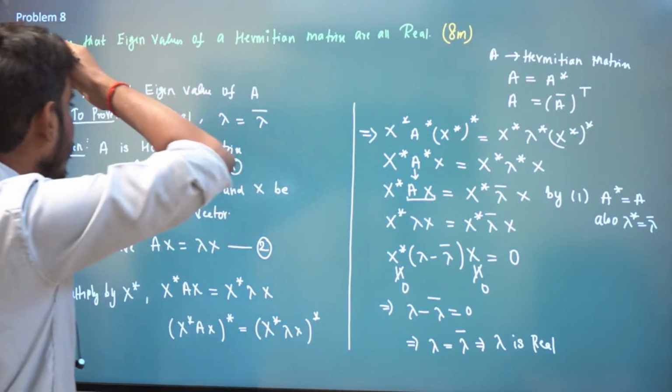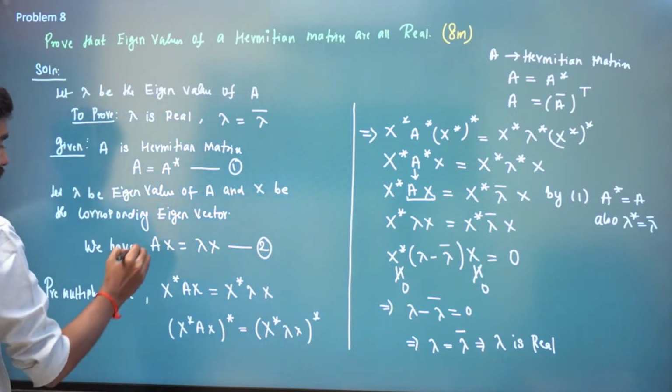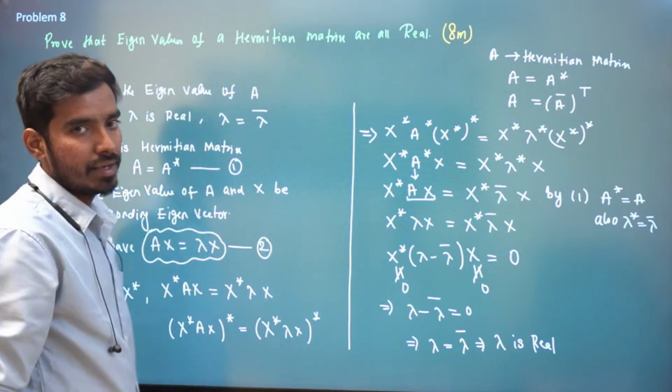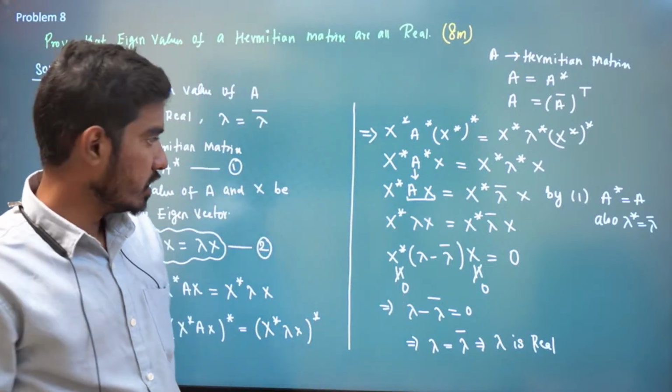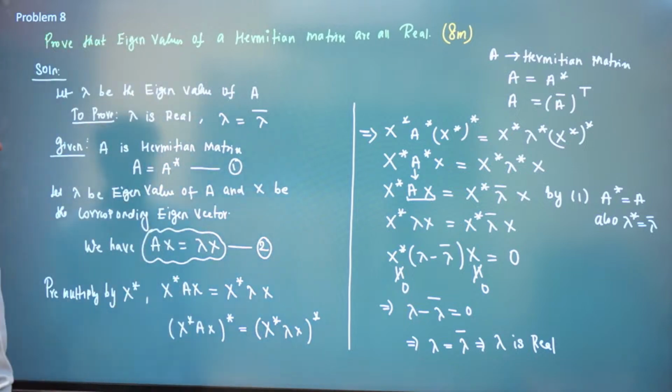We need to prove that the eigenvalues of a Hermitian matrix are real numbers. So you start with this, right? You pre-multiply by x star, and then you take star on both sides. Use the properties, and then you prove that lambda is equal to lambda bar. Clear?